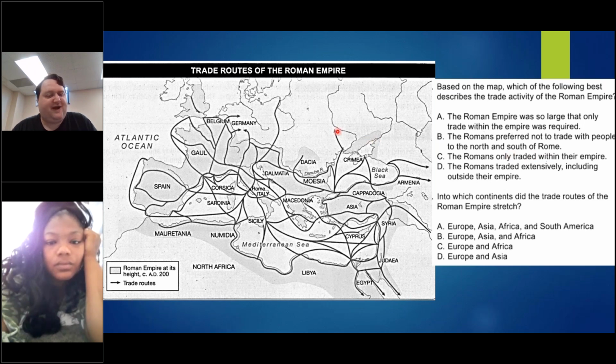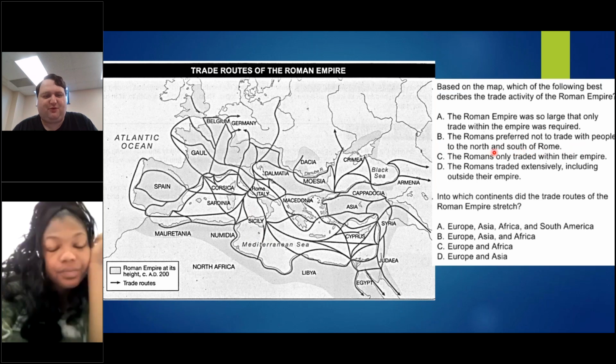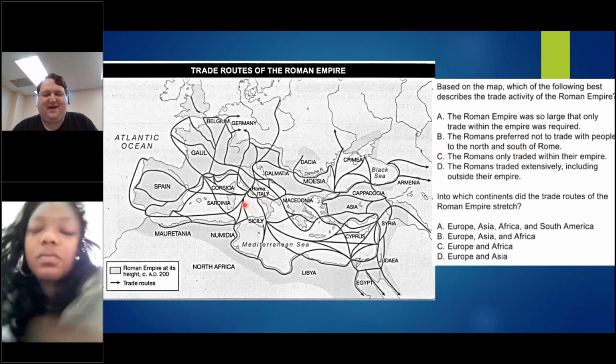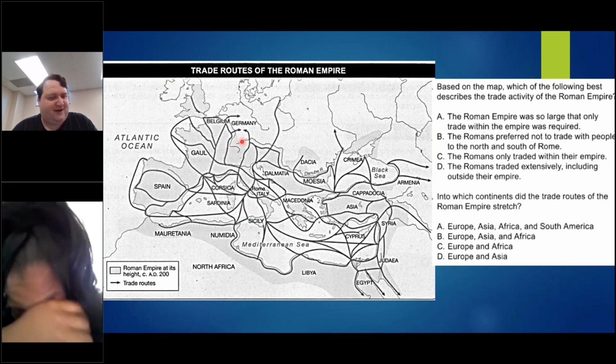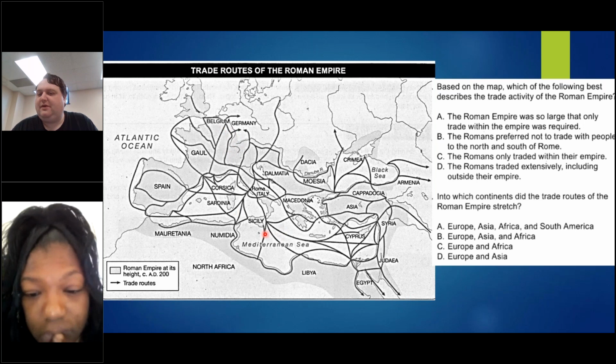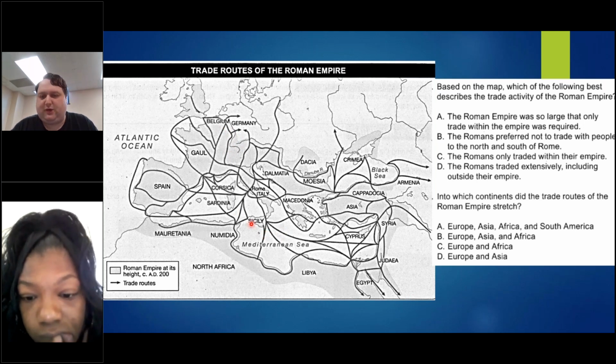So are they trading with people north and south? Yeah, they are. So B, where it says they prefer not to trade with people north and south, that doesn't seem accurate to me, because when I look at this, it seems like they're doing a lot of trading up here in the north and a lot of trading down here in the south. So I don't think B works either.